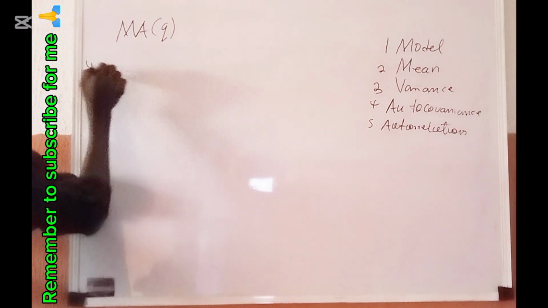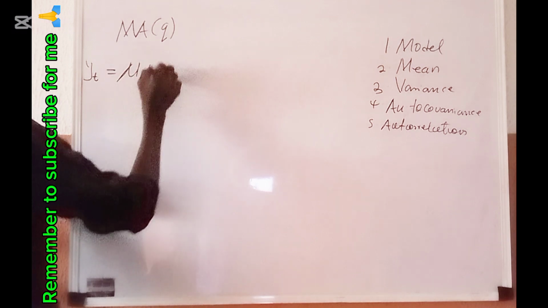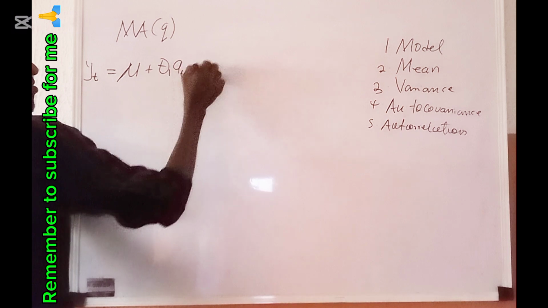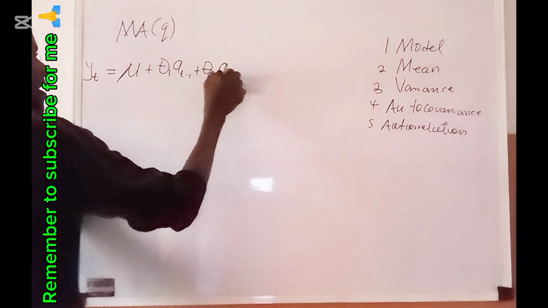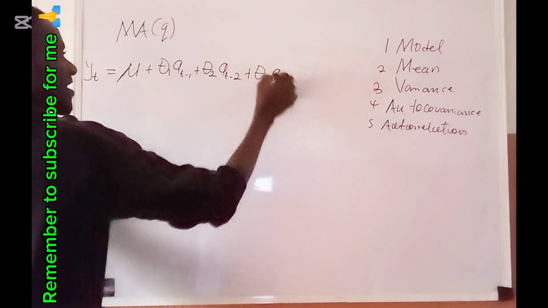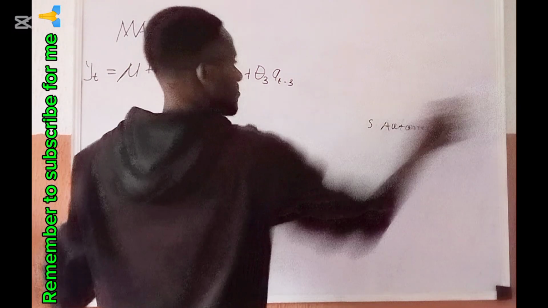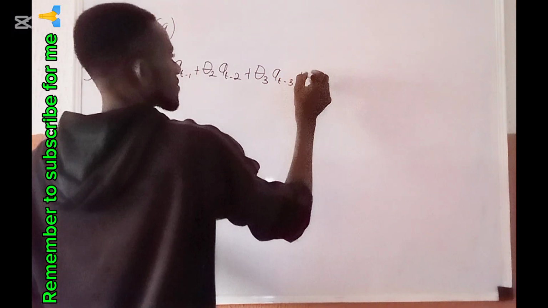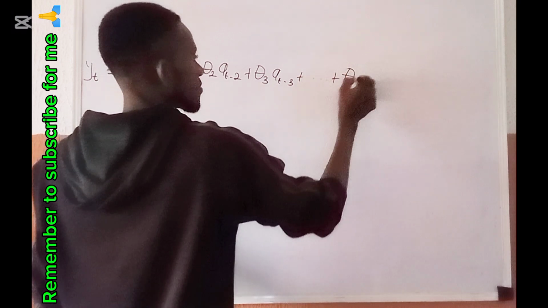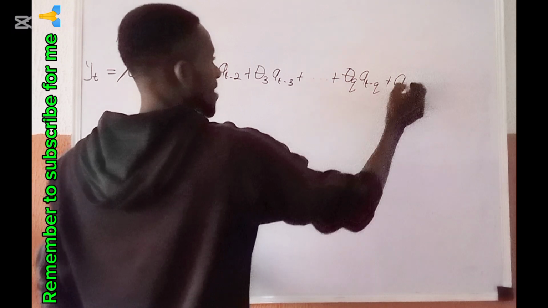Y of t is given as mu plus theta 1 A of t minus 1, plus theta 2 A of t minus 2, plus theta 3 A of t minus 3, plus dot dot dot, plus theta Q A of t minus Q, plus A of t.